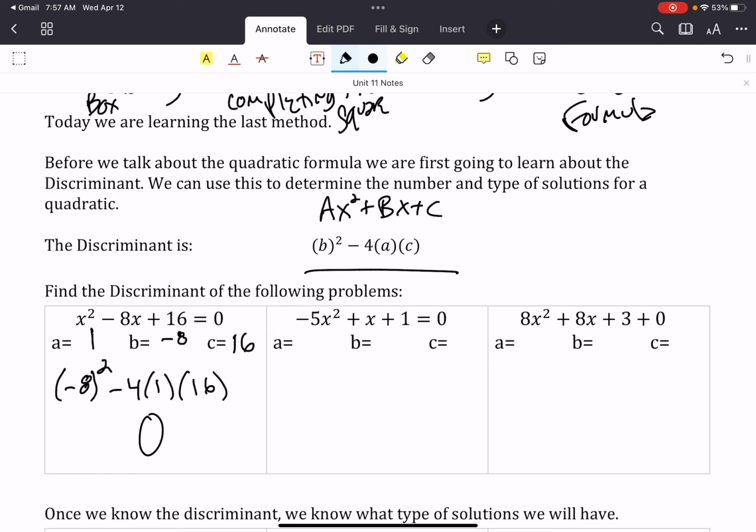What's my A for this one? Okay, what's my A for this one? -5. And my B? And my C? Okay, good. So now we're going to plug it in here, and we're going to find the value of our discriminant.